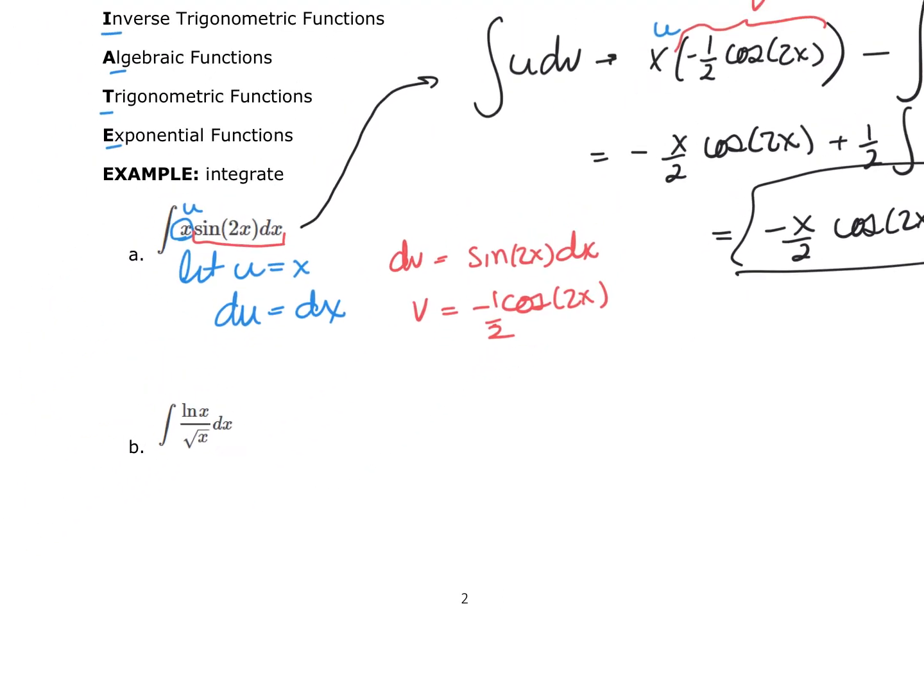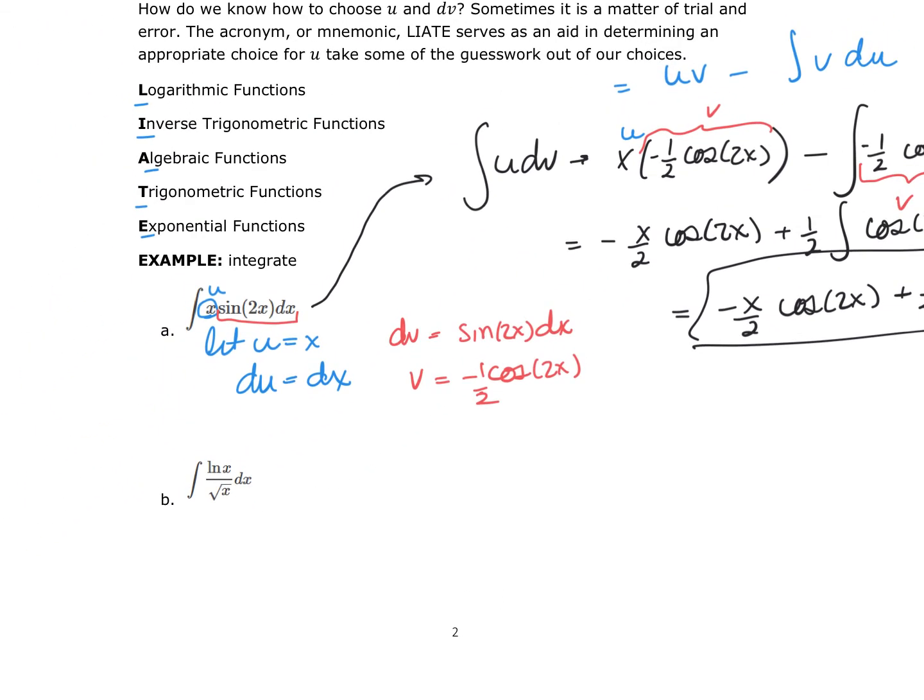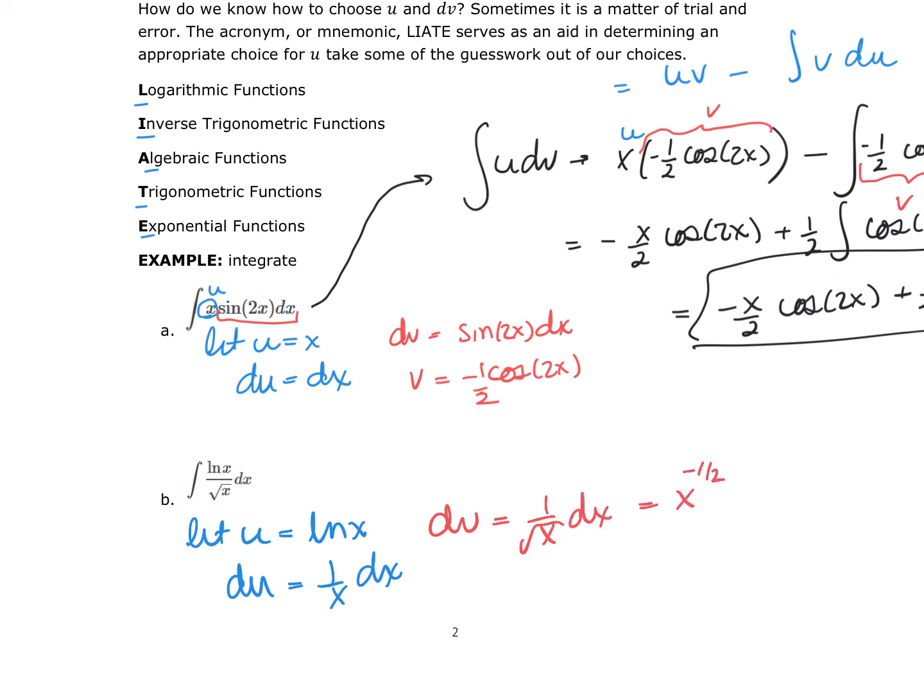Let's take a look at my next example. Going down the list here, I know that I'm going to let u equal, I'm going to sit back and have my cup of latte. Logs go first. So u is going to be the natural log of x, and du is going to be 1 over x dx. That means dv has to be 1 over the square root of x dx, which I'm going to write as x raised to the negative 1/2 dx.